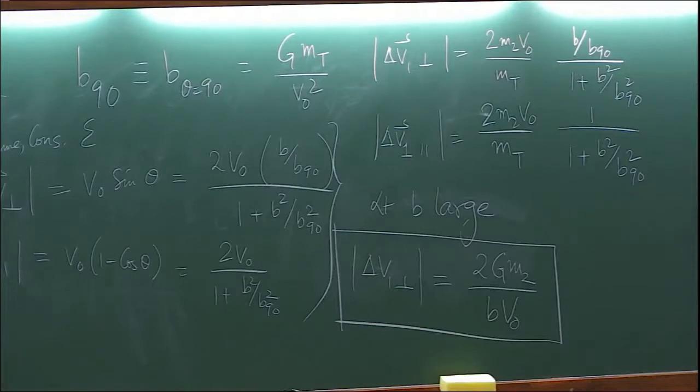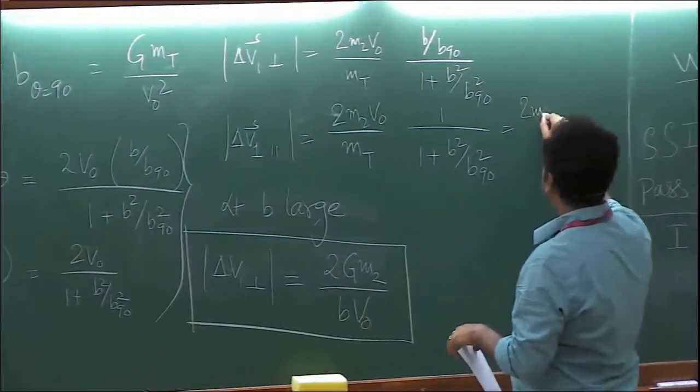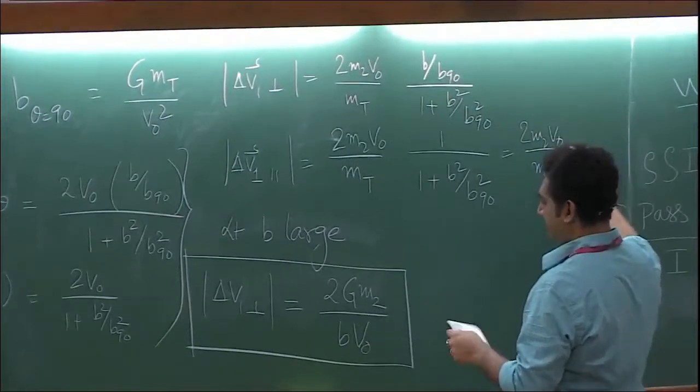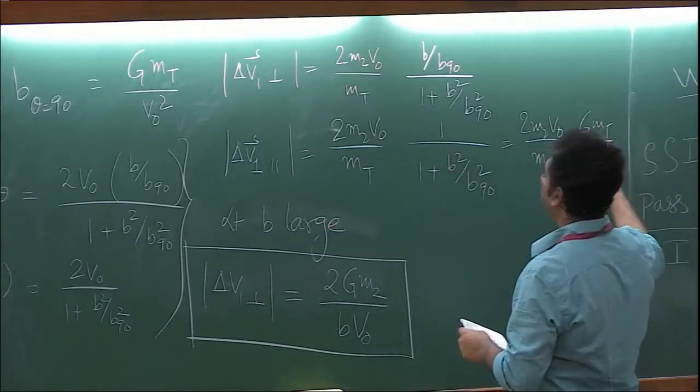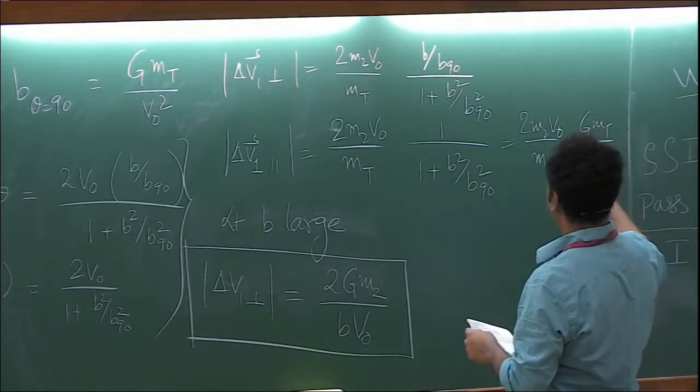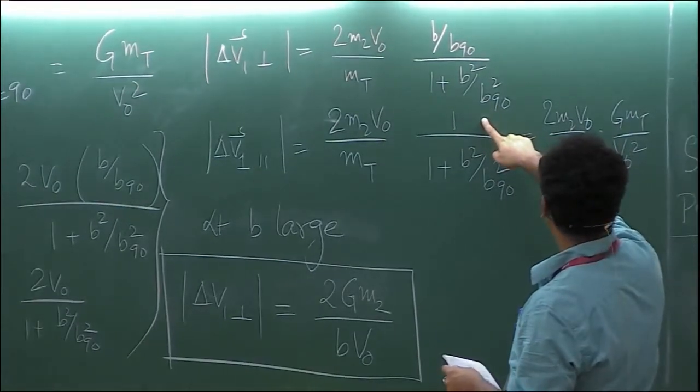You can also write down what the V parallel is for star one. But that's not that exciting because, from symmetry, you know that V parallel is dependent on this angle, and it's always acting opposite to the motion because it's going away from the star at t equals plus infinity. So this will actually be 2 m2 v0 over m T times b90 over b, where b90 is G M T over v0 square.